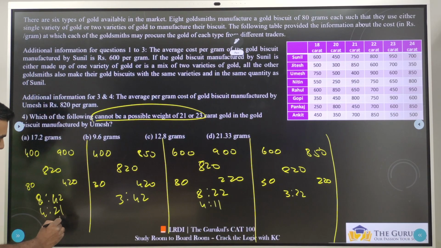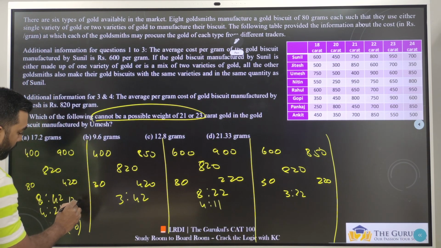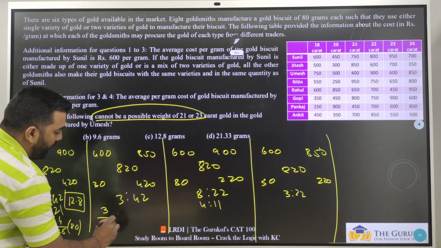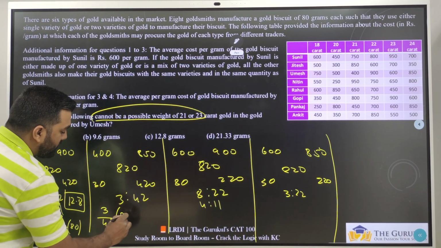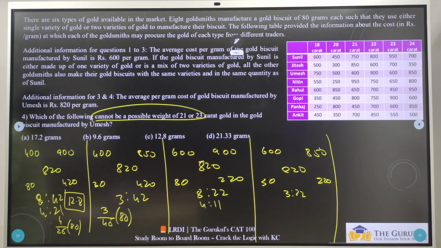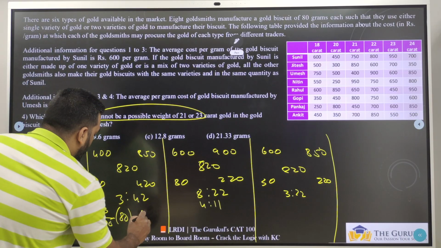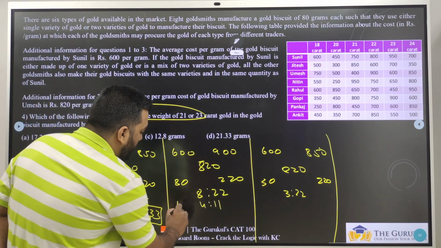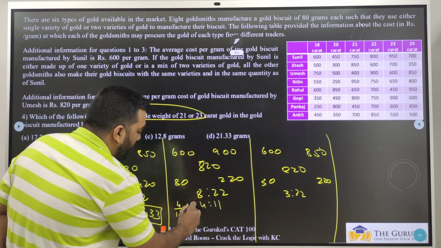For 400, 4 parts out of 25 parts in 80. Quickly calculate how much is that. Very good. This will be 12.8. Okay. Next one is 3 parts out of 45 parts in 80 grams. Quickly calculate this one also. Very good. This will be 5.33. Next, 4 parts out of 15 parts in 80.